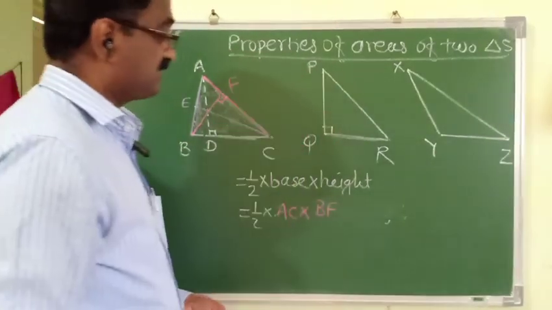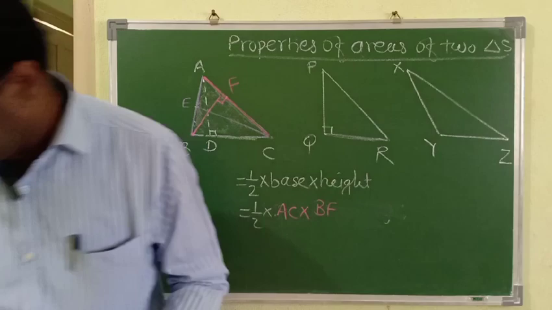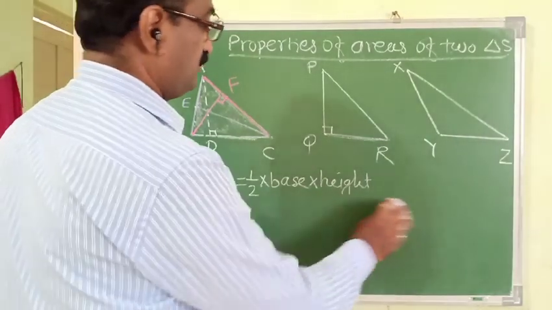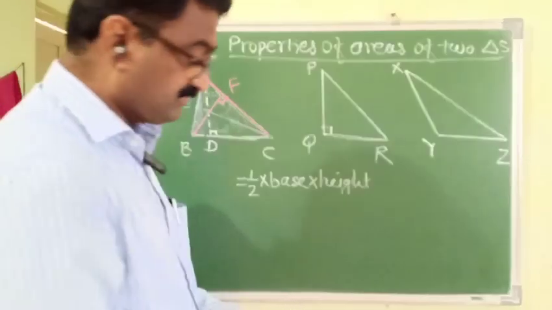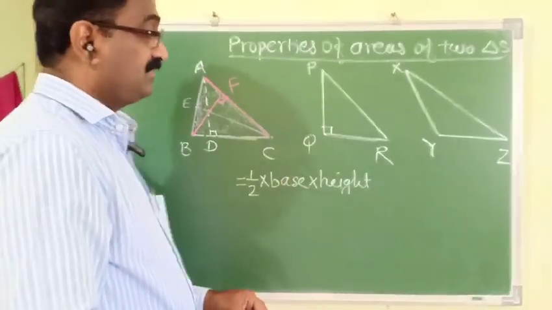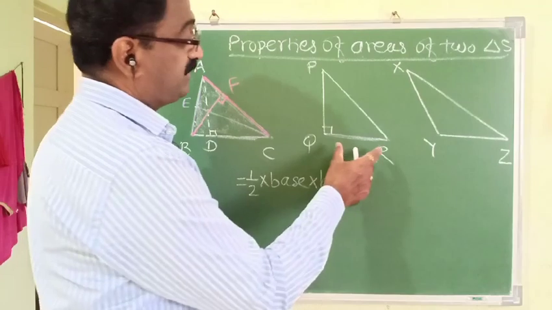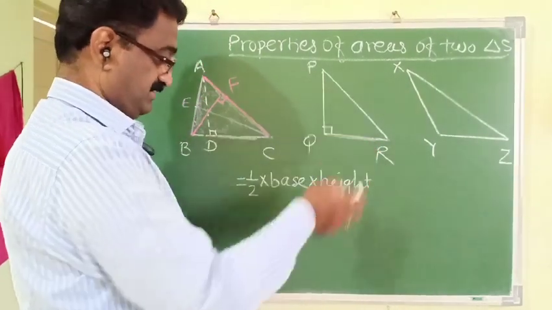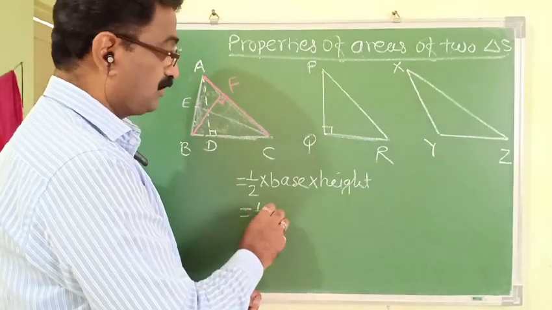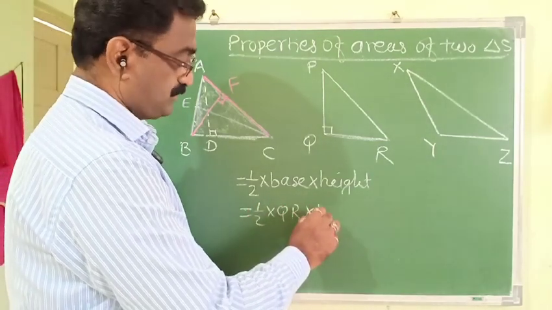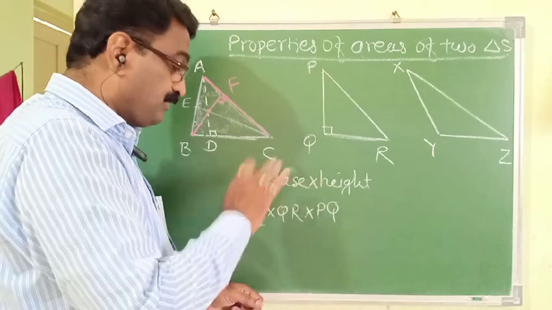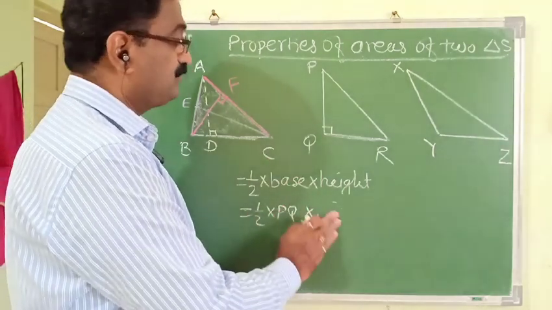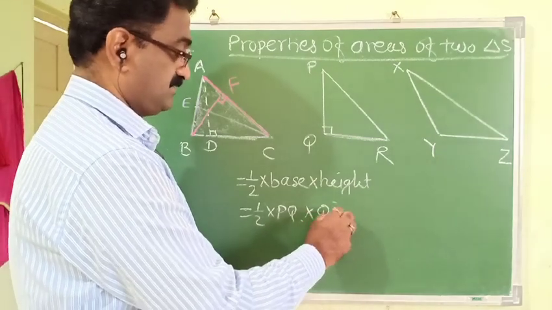Now see the other triangle. Here the measure of angle Q is 90 degrees. That means it is a right angle triangle. In this right angle triangle, if you take QR as the base, then which is the corresponding height? PQ. That means 1 upon 2 QR into PQ. If we take PQ as the base, then which is the height? At that time QR is the height.